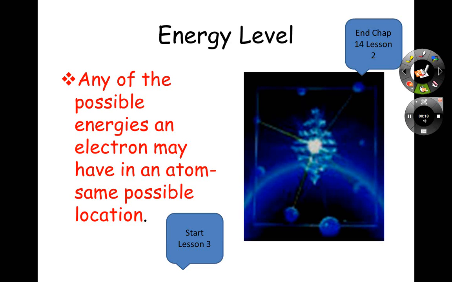Chapter 14, Lesson 3. Energy. Any of the possible energies an electron may have in an atom is the energy level. There are 7. Those 7 also correspond to the periods of the periodic table.